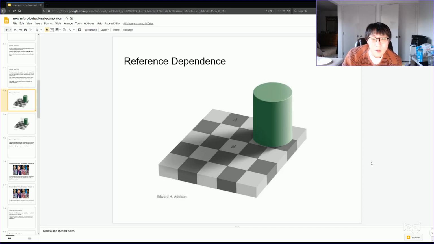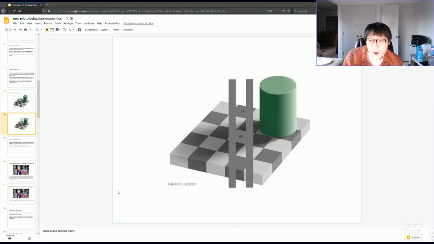Which is darker? This cell right here, this box right here, or this square down here? A or B? Which one is darker? And I think if you're like most people, you would conclude that A is darker. But of course, they are actually exactly the same tone. So obviously, what's going on here?